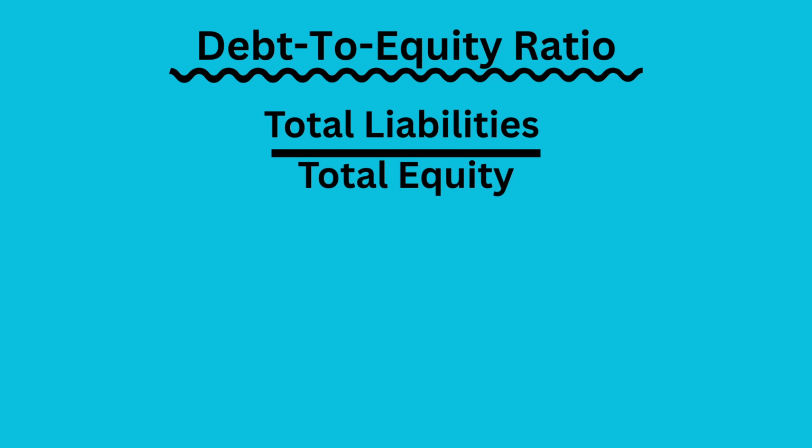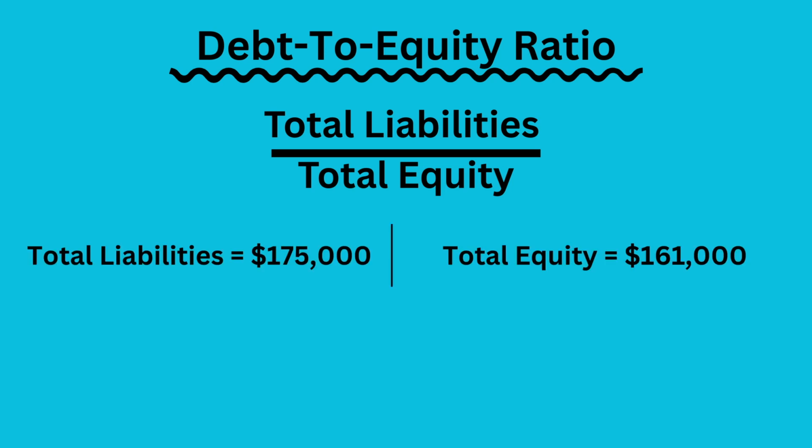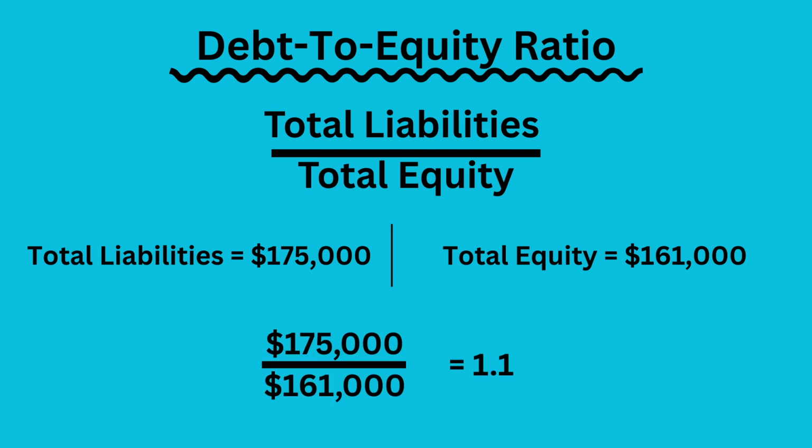Pete's Coffee Shop has liabilities of $175,000 and equity of $161,000, giving them a debt to equity ratio of 1.1. This is slightly higher than industry benchmarks, 0.5 to 1.0 for coffee chains like Starbucks. To get this down, consider using retained earnings for expansion instead of additional borrowing to keep leverage under control.